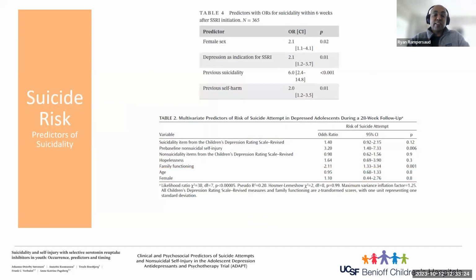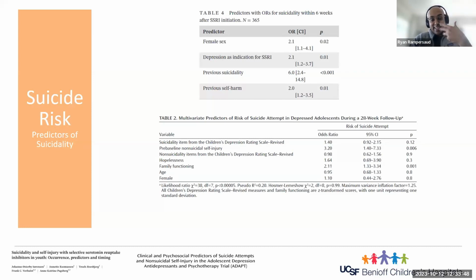So what are some predictors? You can't predict. I don't have a crystal ball, but maybe this could help you risk stratify a little bit. Predictors of increased suicidality within 6 weeks after SSRI initiation include female sex, depression as an indicator, previous suicidality and previous self-harm.